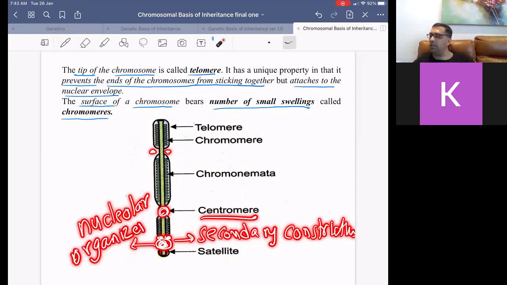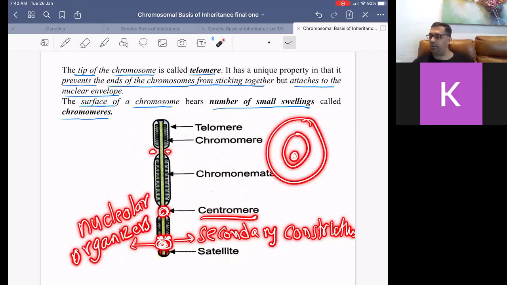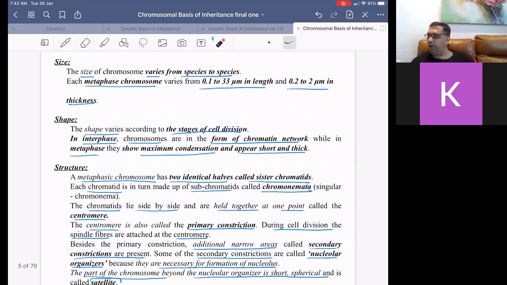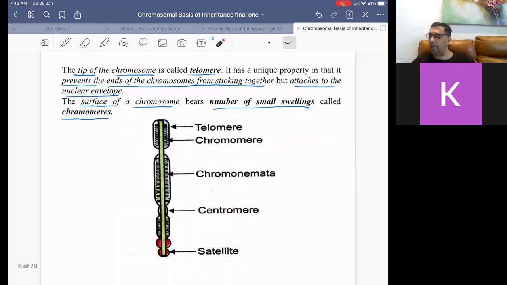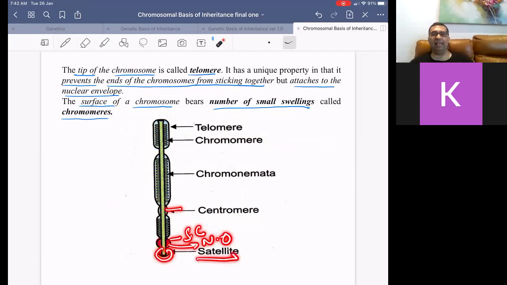Inside the cell there is the nucleus, and inside the nucleus there is a dark area called the nucleolus. For nucleolus formation you have nucleolar organizers, which are secondary constrictions. And the part of the chromosome beyond the nucleolar organizer is short and spherical and is called a satellite.